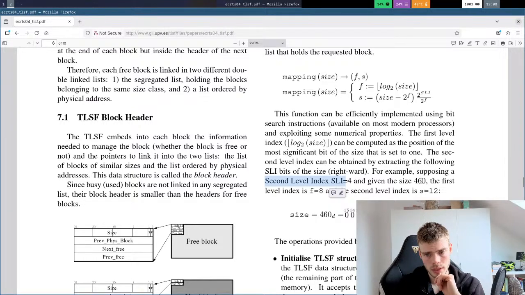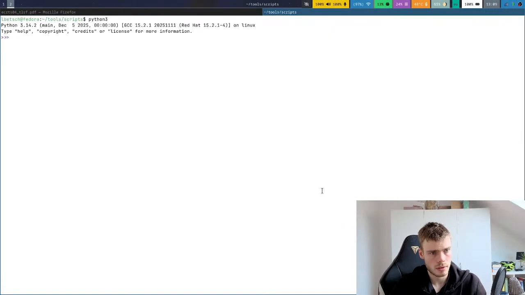So they want to allocate 400, correct? So log2 of 400 is apparently 8. Is that correct? Let me check in Python: log2 of 400 is 8.64, and the floor is 8. Good. So that's 8.